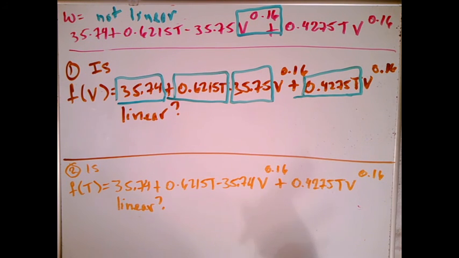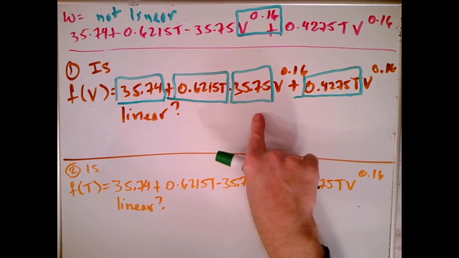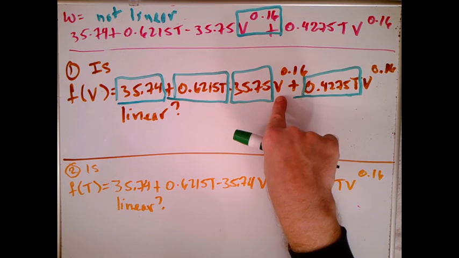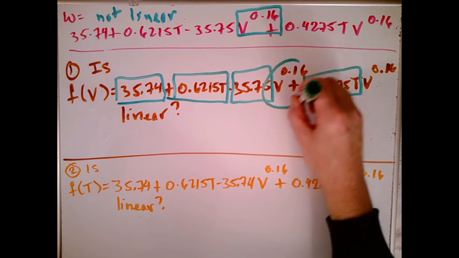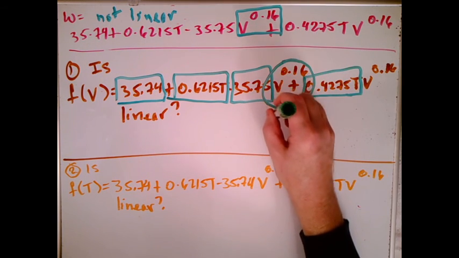Now, this is going to be a linear equation if all I have are constants and constants times a single variable. There's a constant, there's a constant, there's a constant. Unfortunately, while that has a variable in it, it's not just a variable, right? So this thing right here tells us that f of v is not linear.